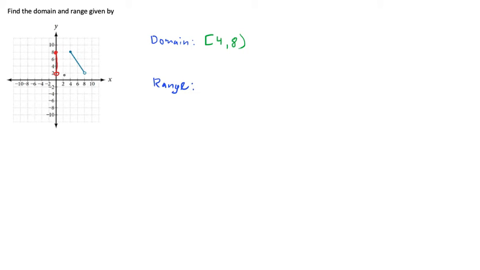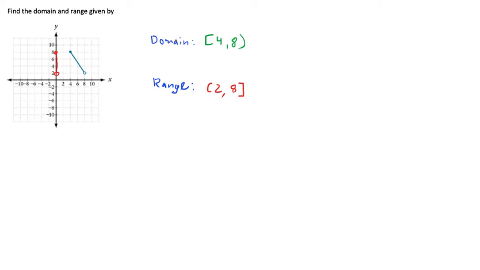Be careful, because this is an open circle, we cannot include that y value of 2 in the range. So we'll put a parentheses 2. And every y value here is hit. We call this a continuous graph. So every y value is included up until 8. And at 8, we'll put a bracket.